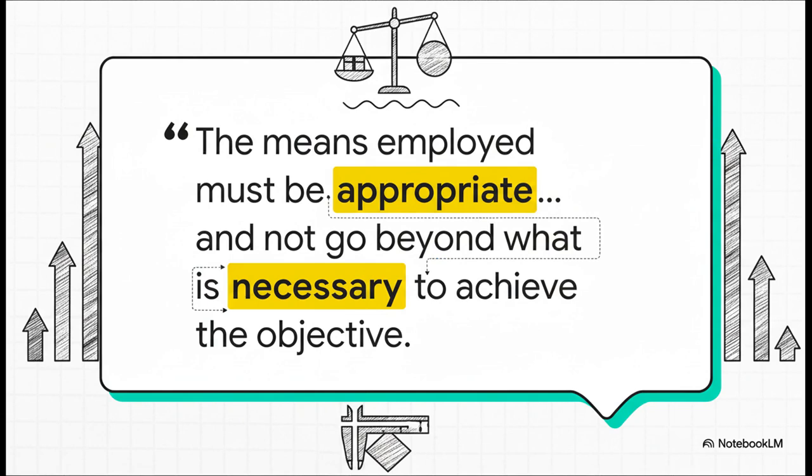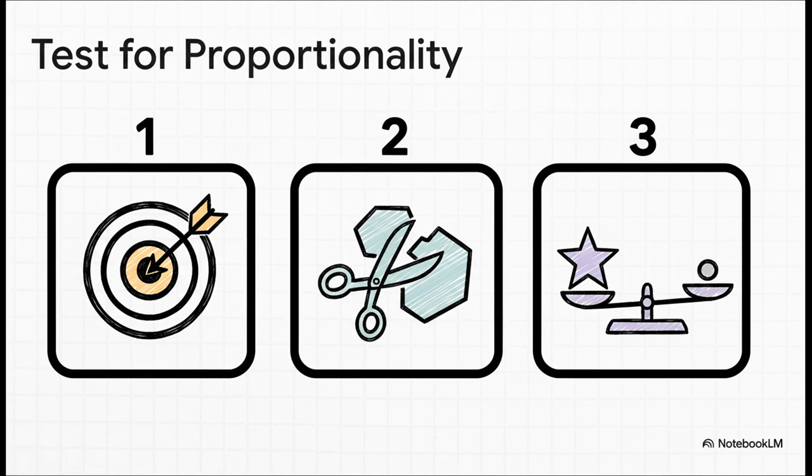This quote really captures the core idea. The methods used have to be suitable for the goal, and they can't go any further than what's needed to reach it. The principle is therefore all about finding the right balance between the objective and the measures used to get there. To ensure compliance, any proposed EU action is checked against 3 conditions.